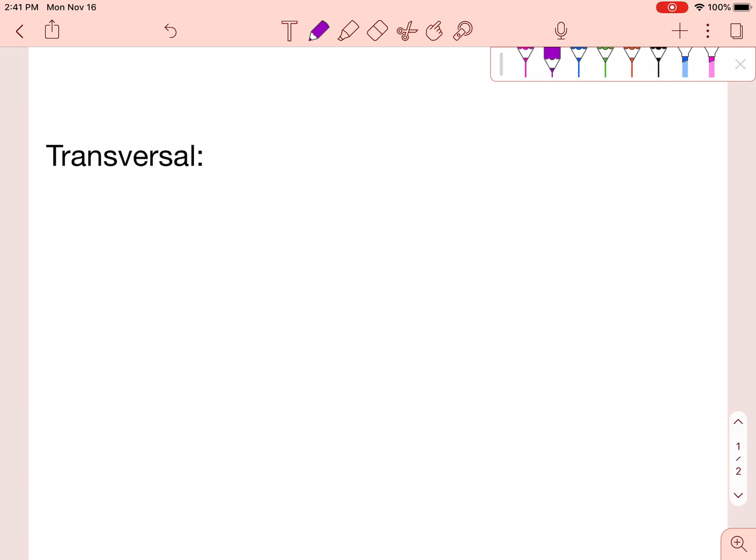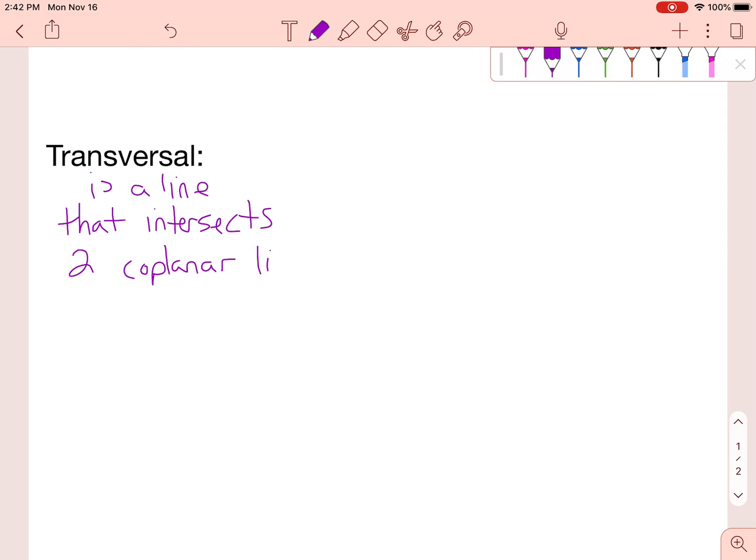Let's talk about what a transversal is, okay? So more information. Transversal is a line that intersects 2 coplanar, that means on the same piece of paper, lines in 2 distinct, which just means different, points.